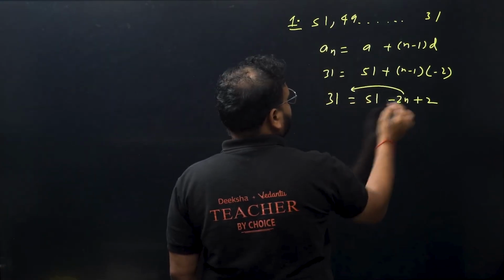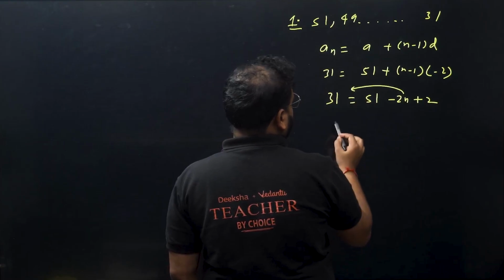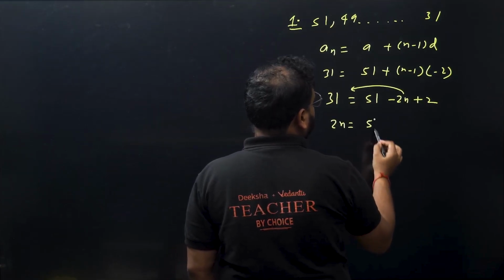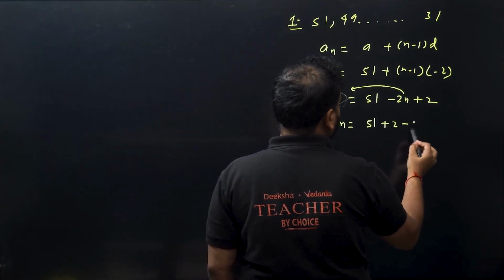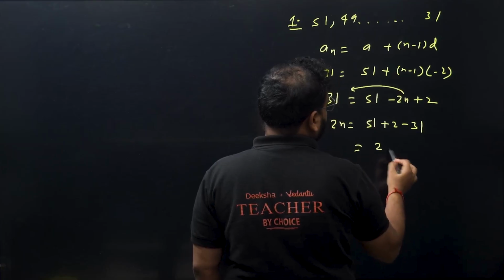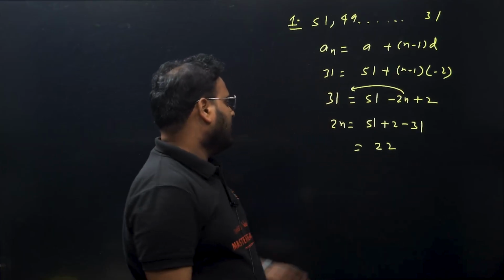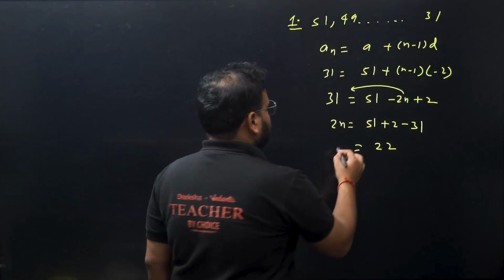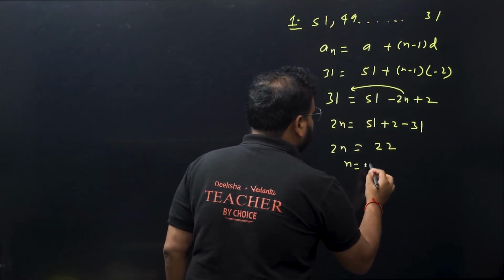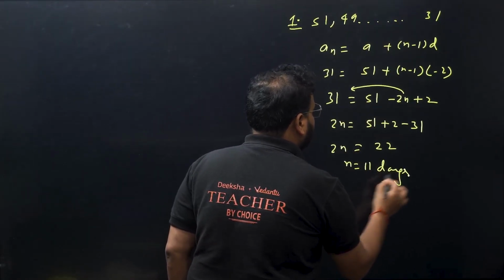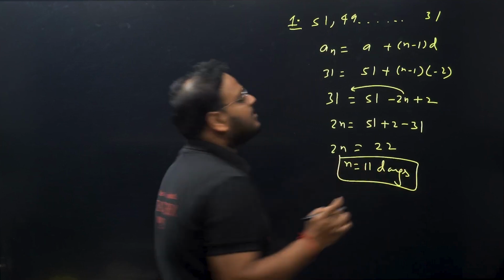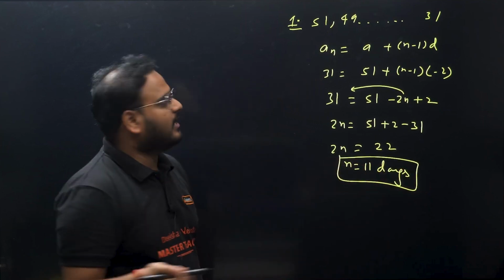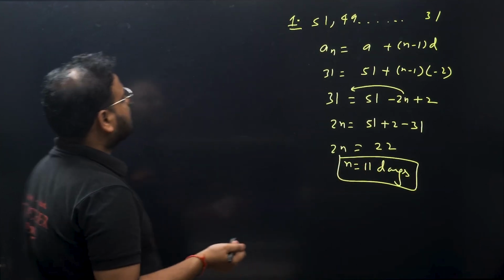Bring this over here, the other number to that side. So I get 2n equals 51 plus 2 minus 31. I get 22, right? The difference of 51 and 31 is 20, plus 2 is 22, which equals 2n. It means n equals 11. So it will take him 11 days to reach his goal of 31 seconds. Okay, so this is the first part's answer.